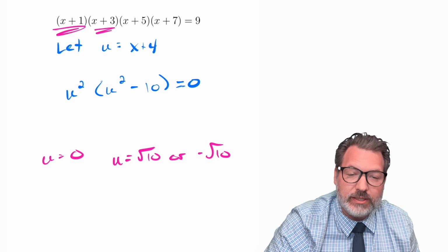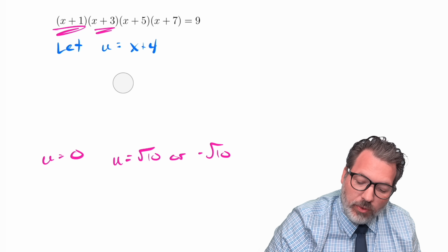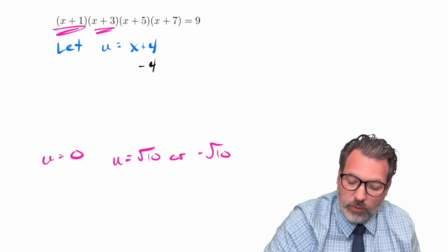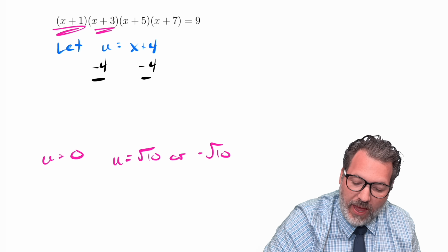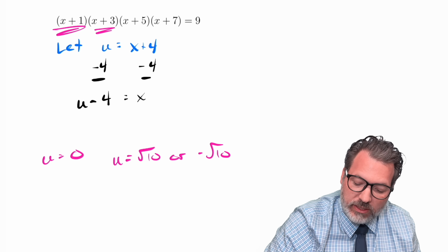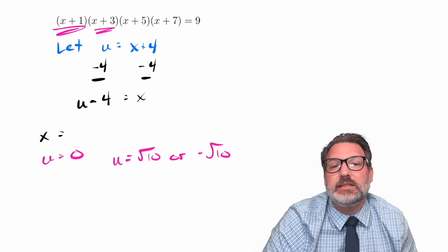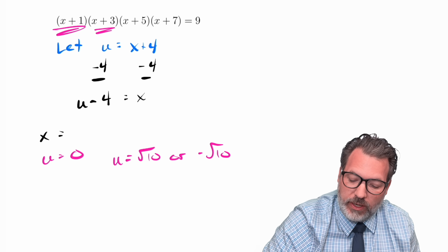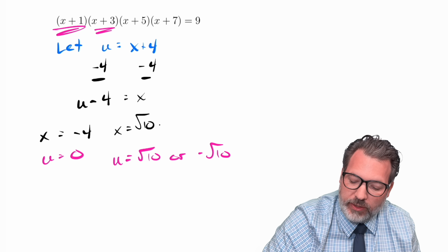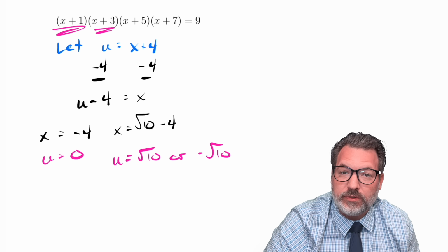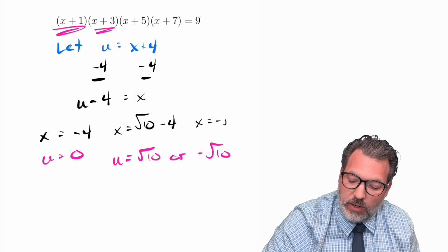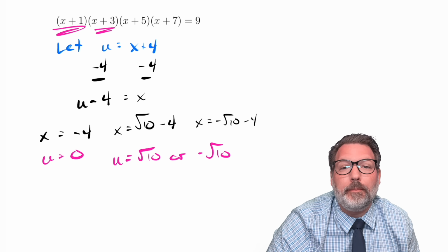Now, it is important to remember right now that u was our invention. The original problem was in terms of x. So we need to undo our distribution from earlier. If u is equal to x plus 4, we can just as easily say that x is equal to u minus 4. Meaning when u is equal to 0, that's the same thing as saying x is equal to 0 minus 4 equals negative 4. When u is equal to the square root of 10, x is going to be equal to the square root of 10 minus 4. And finally, when u is equal to the negative square root of 10, x is going to be equal to the negative square root of 10 minus 4.